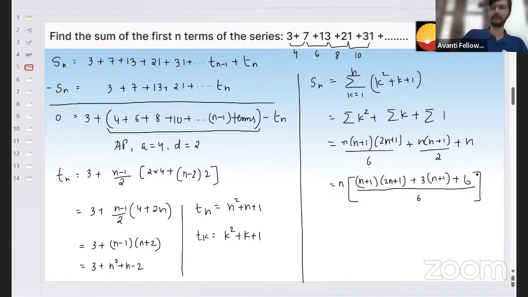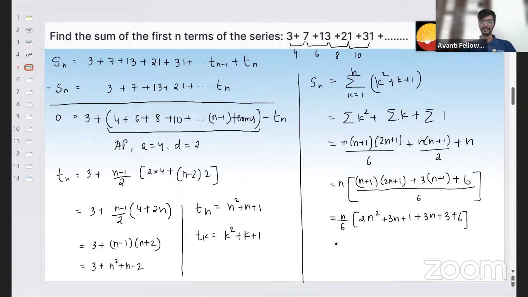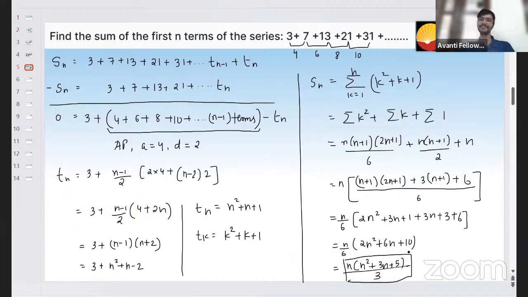Now I think it is correct. So I can write it as n by 6 into 2n square plus n plus 3n plus 1 plus 3n plus 3 plus 6. So finally my answer is n by 6 into 2n square plus 6n plus 10. So I can cancel out 2. So n into n square plus 3n plus 5 upon 3. Now this is not factorizable further. This is my answer. Simple.